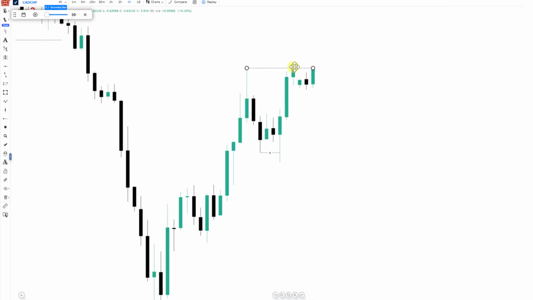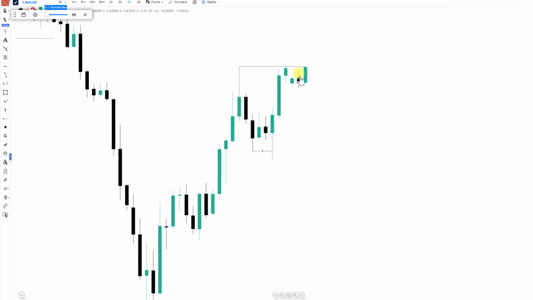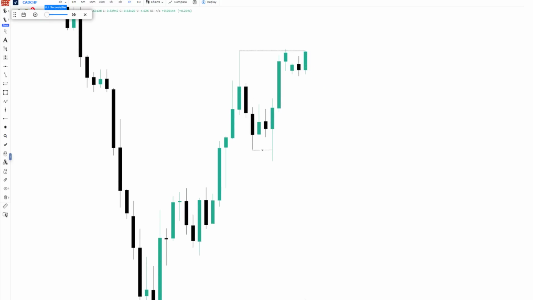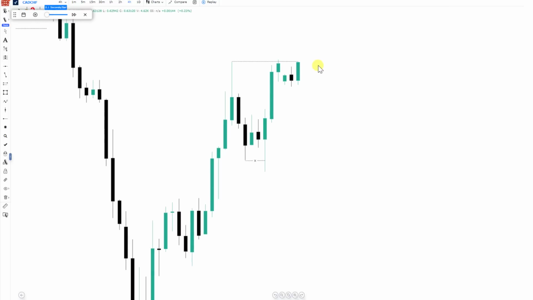Now price took the liquidity, we had a pullback, and price is here to break above this high. If price breaks above this particular high, I have a trade opportunity, but for now, currently on this time frame, I don't have any break of structure.